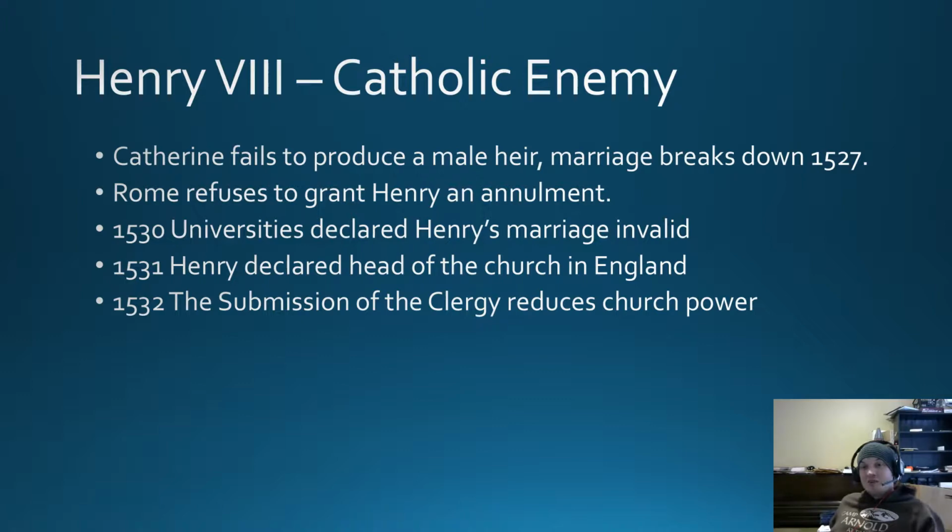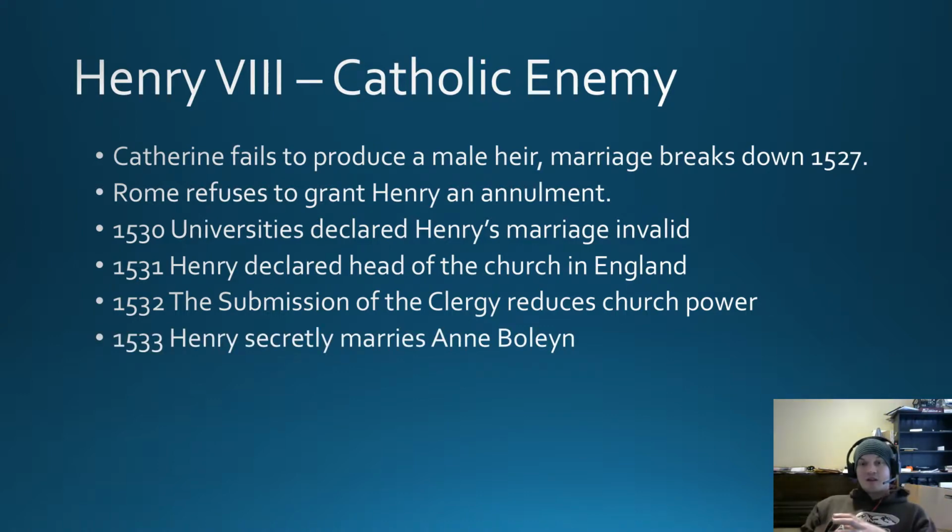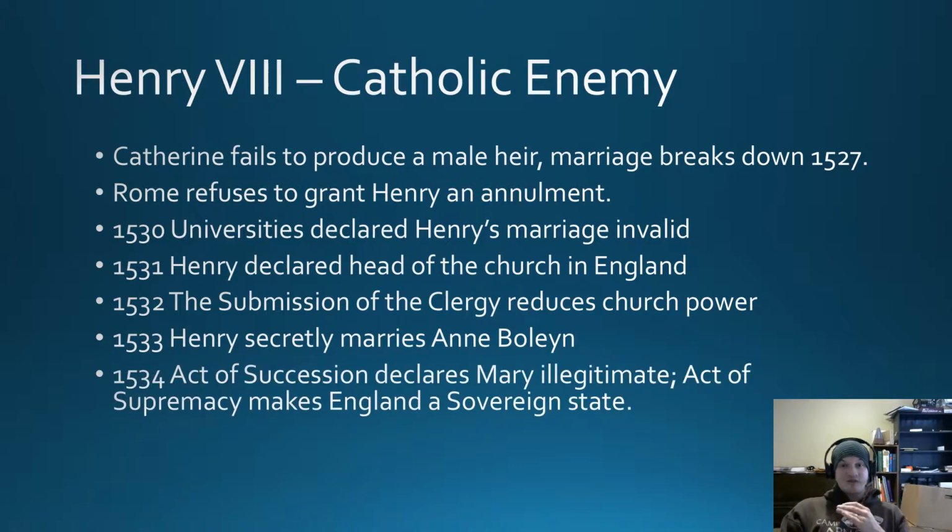And so the clergy are basically forced to submit to saying that their vow to Henry is superior to their vow to the Pope. And then Henry secretly marries Anne Boleyn in 1533, so he now has his second wife. In 1534, the Act of Succession declares Mary illegitimate. After all, his marriage had been declared invalid.